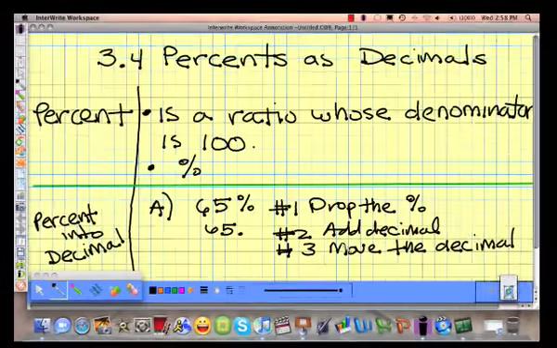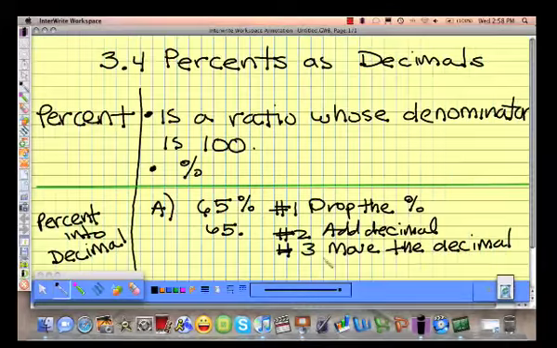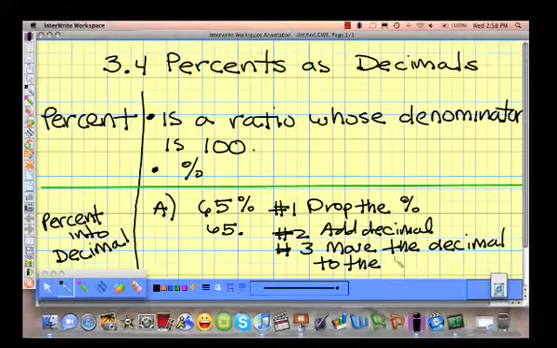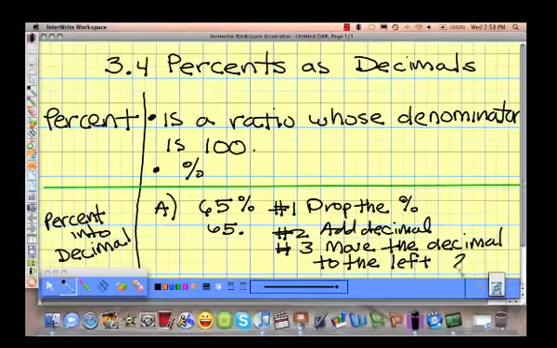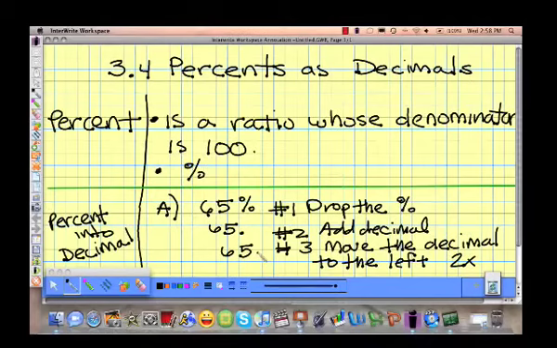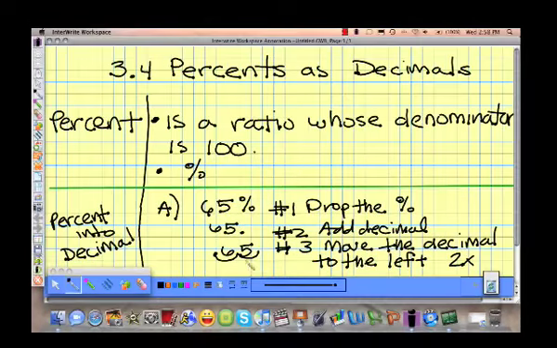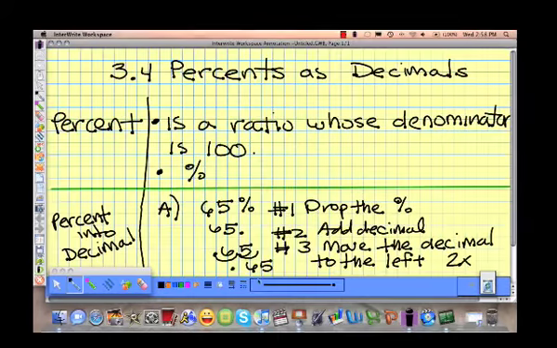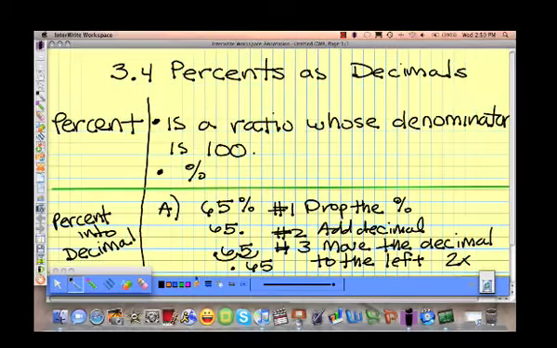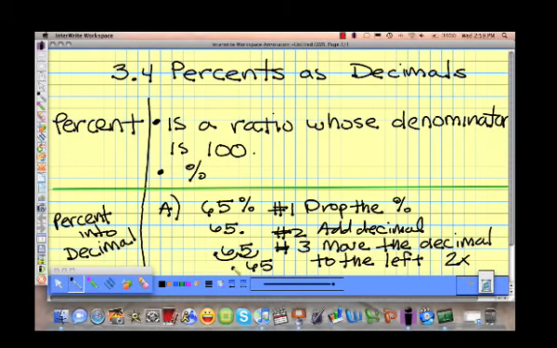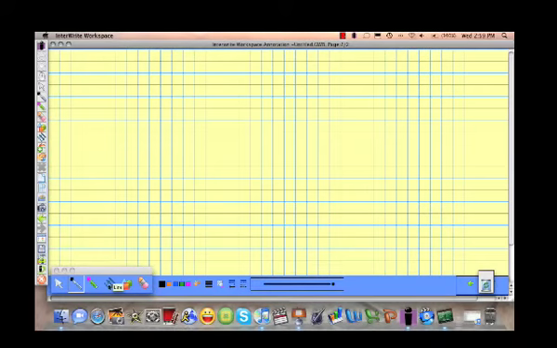And if you know the song, Cupid Shuffle, move the decimal to the left 2 times. So I'm going to have 65, I'm going to go 1, 2. My final answer will be 0.65. Pretty simple. All we're doing is moving that decimal to the left 2 times.